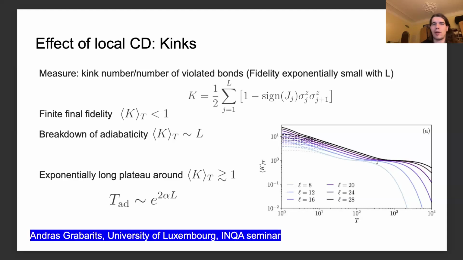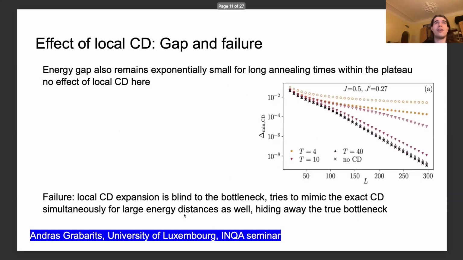That's why we have this exponentially extending plateau, meaning that it gets longer and longer linearly on a logarithmic scale as the system size is increased. Because the gap was exponentially small, the driving time becomes exponentially large. And again, this regime is insensitive to the local expansion of counterdiabatic driving.